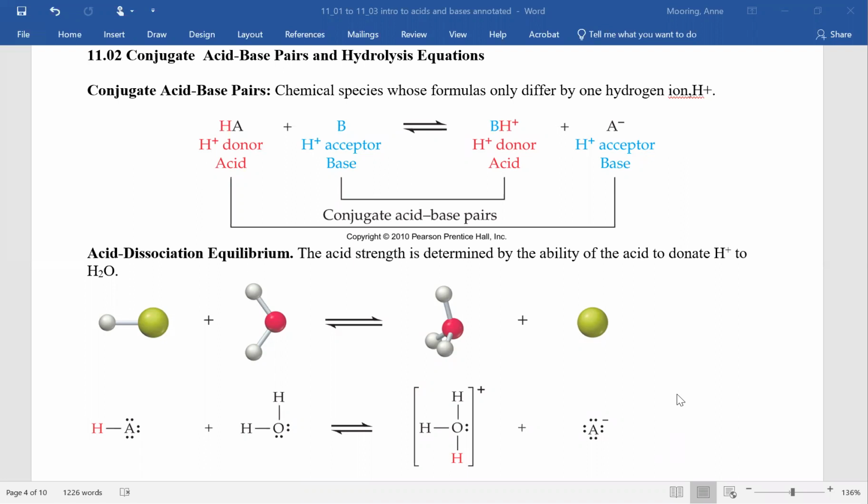This is Module 11.02, Conjugate Acid-Base Pairs and Hydrolysis Equations. We're just going to look at the conjugate acid-base pairs for now. All right, so conjugate acid-base pairs.